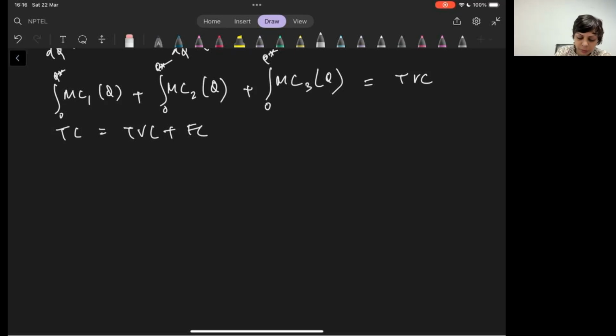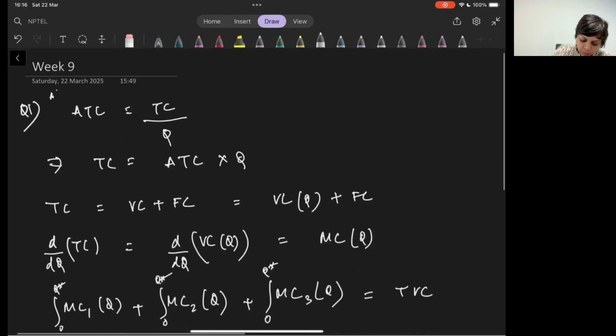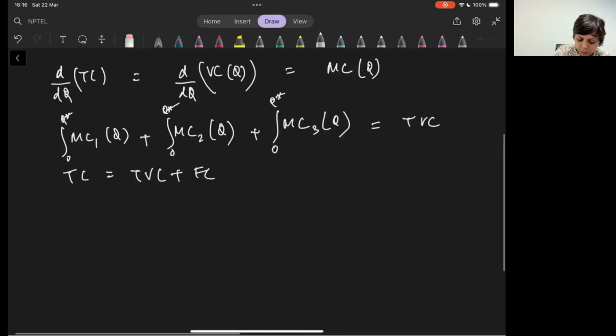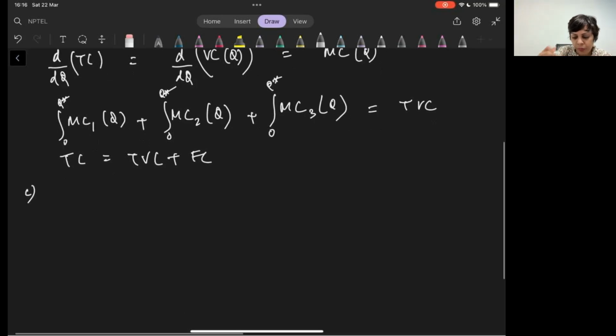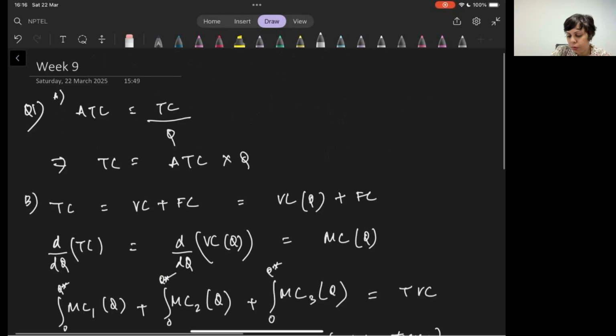Let's look at the next statement then. Let me put the subparts here. Statement B, then statement C. Let me write this here in the expression: not true.